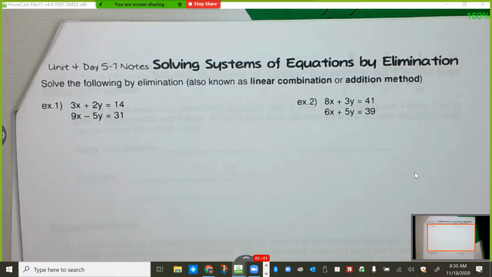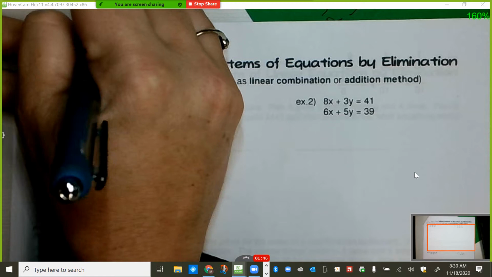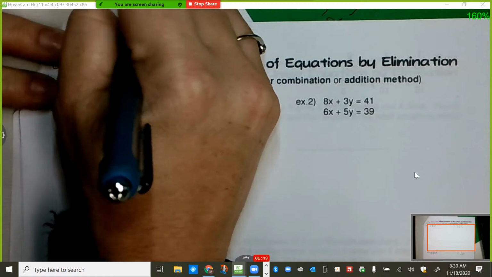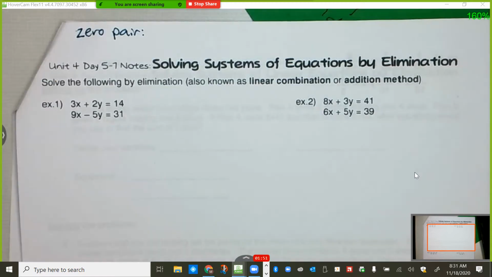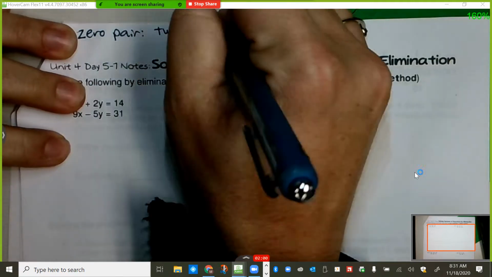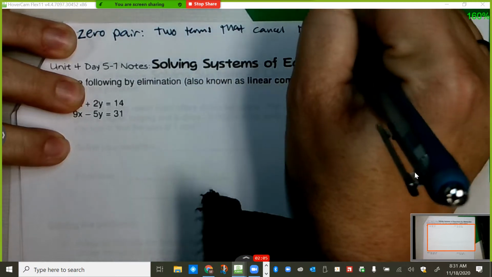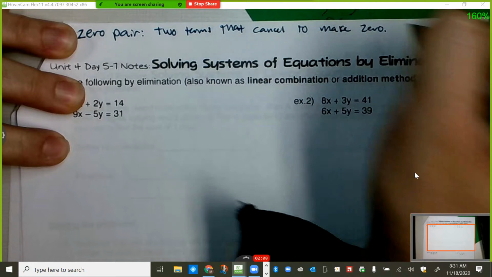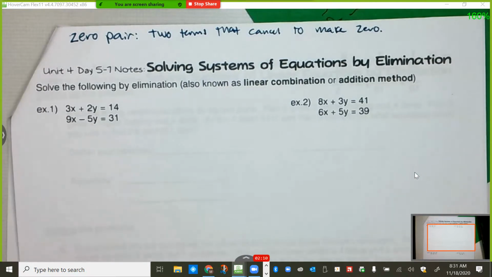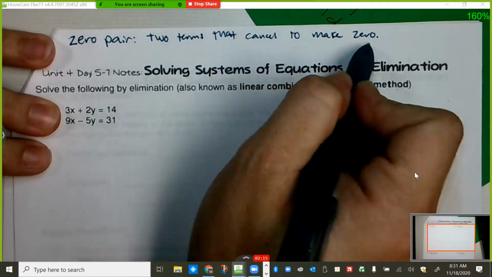Now, there's a couple things you need to know to learn this. So who knows what a zero pair is? What's a zero pair? So it's two terms that cancel to make zero. So I'm going to show you an example. That's really beautiful handwriting, by the way. Two terms that cancel to make zero. I promise that's what it says.